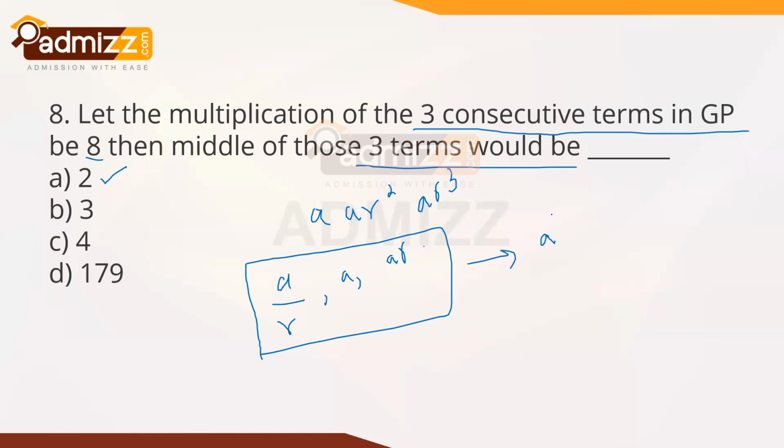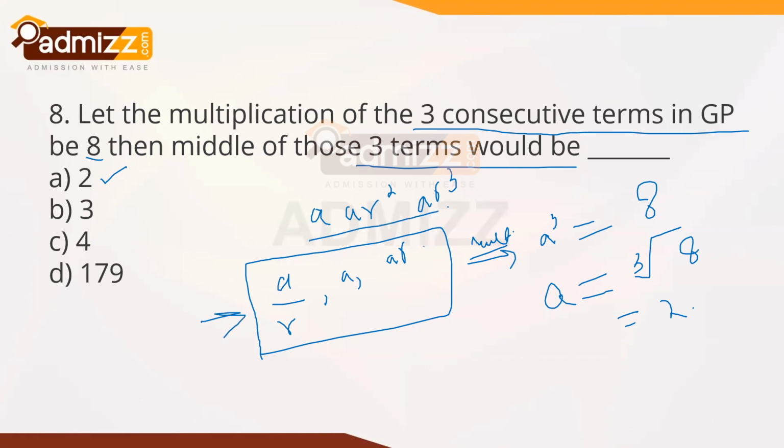And so what we get is a cubed once multiplied. And the question says that a cubed, or their product, should be equal to 8, right? So a is equal to the cube root of 8, which is 2, right? So in these types of questions, choose this particular progression, not the other one, because if you choose that, then you will have to keep in mind the value of r as well, which we don't have at the moment. That'll be really difficult if you choose the other progression instead of this. So keep this progression in mind as well.